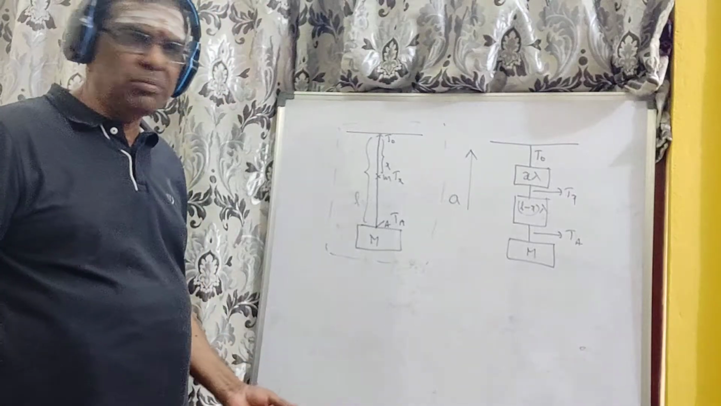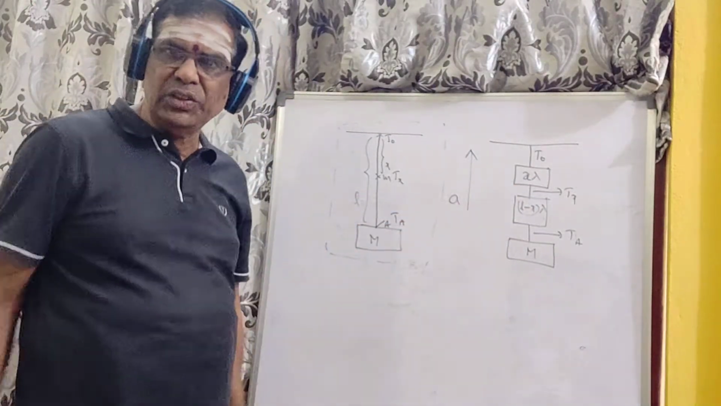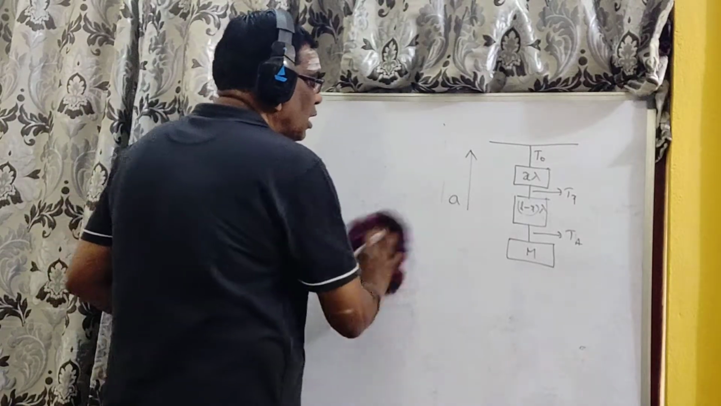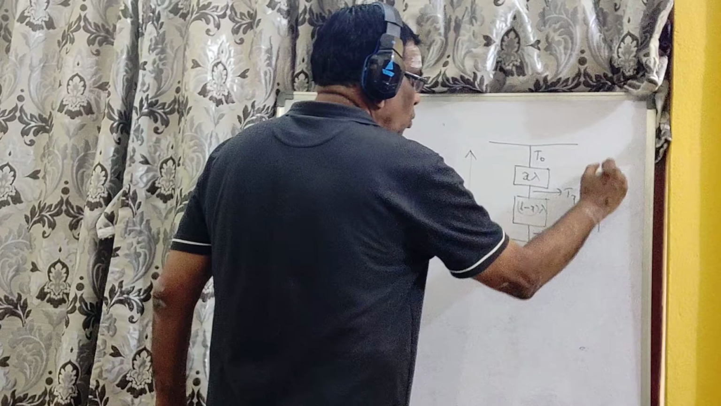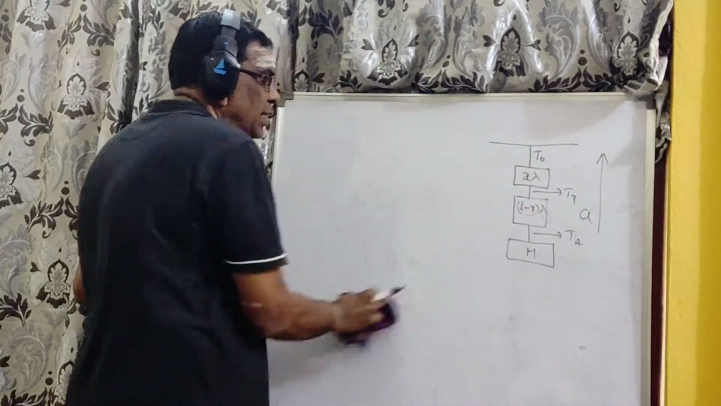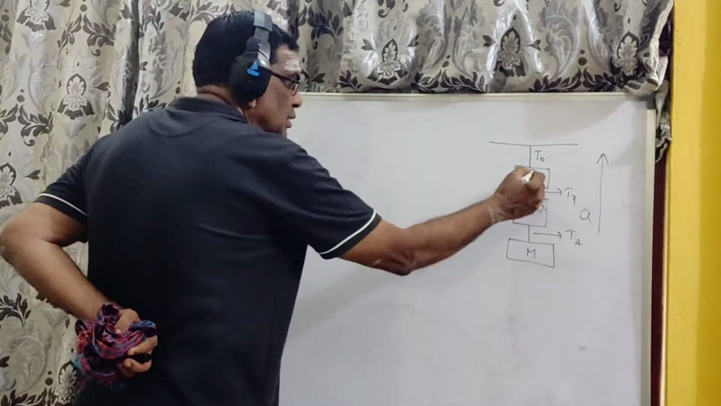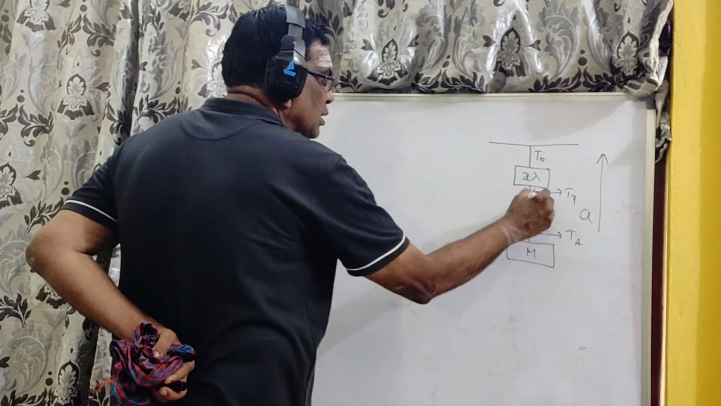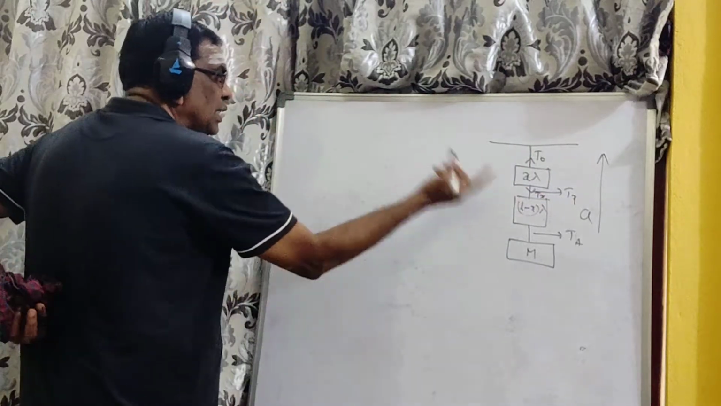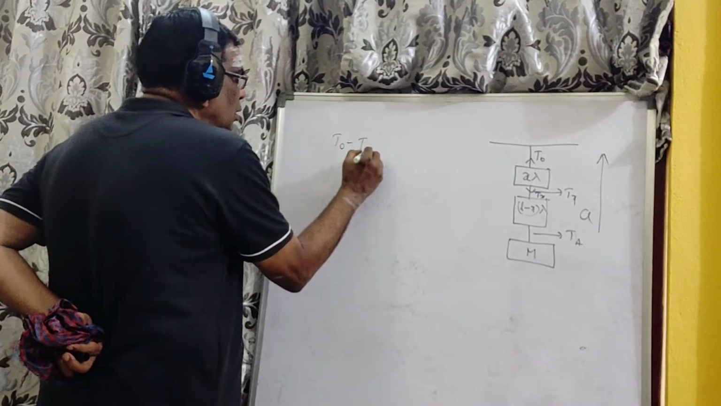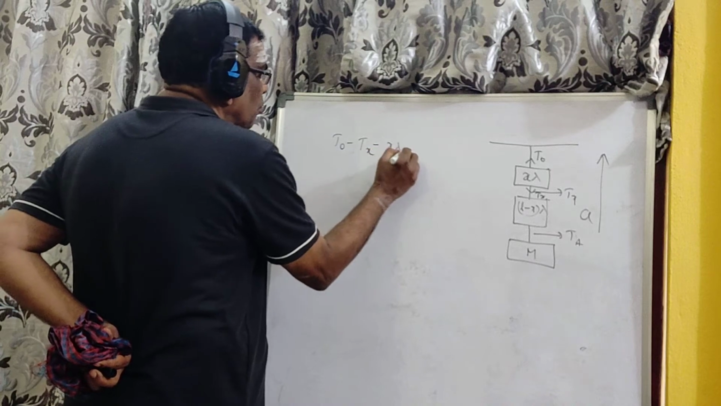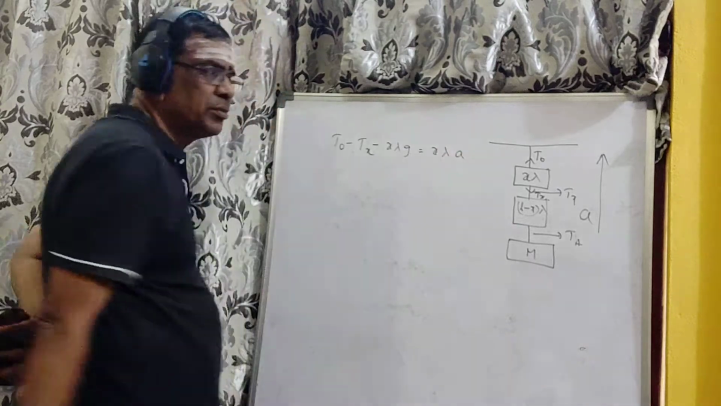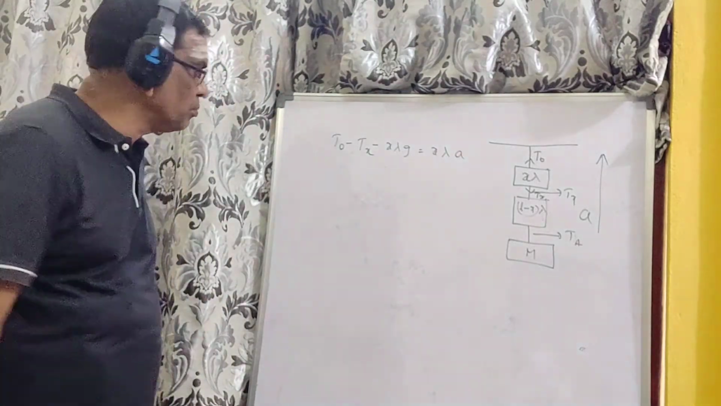Now the rest is very simple. Draw FBD for each and everything. Automatically you will get the answer. How? You said the whole thing is accelerating up. Therefore, look at this FBD. Now you have Tx there, T0 there. It's accelerating up. So T0 minus Tx minus x lambda g is equal to ma. Because the whole thing is accelerating.